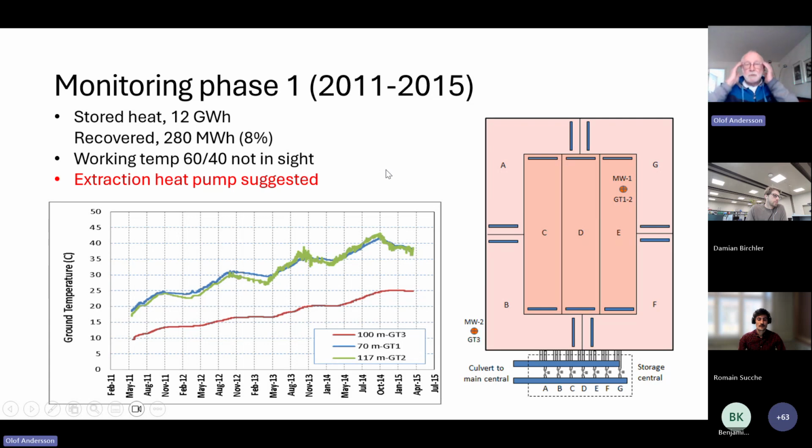When we come to the monitoring, so we had a first phase, scientific monitoring and evaluation. I'm sorry about the coughing. I take a sip.